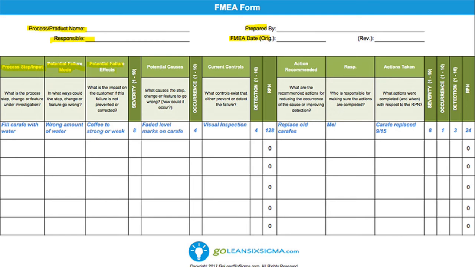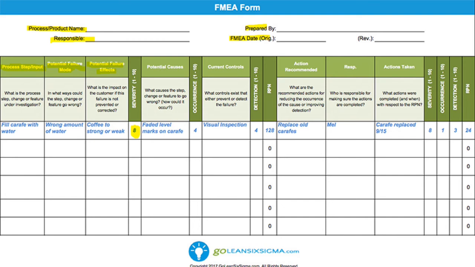What are the effects of the failure? What could happen if we use the wrong amount of water? Well, in this case, apparently we're making coffee. So what could go wrong is that the coffee could be too strong or it could be too weak if this isn't prevented. And so we're going to give this a score now on a scale of 1 to 10 of the severity. So 1 meaning it doesn't have a very big impact, 10 meaning it has a significant impact.